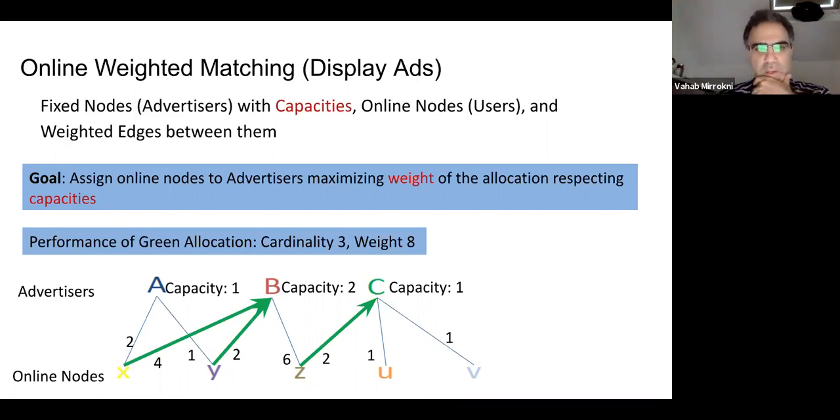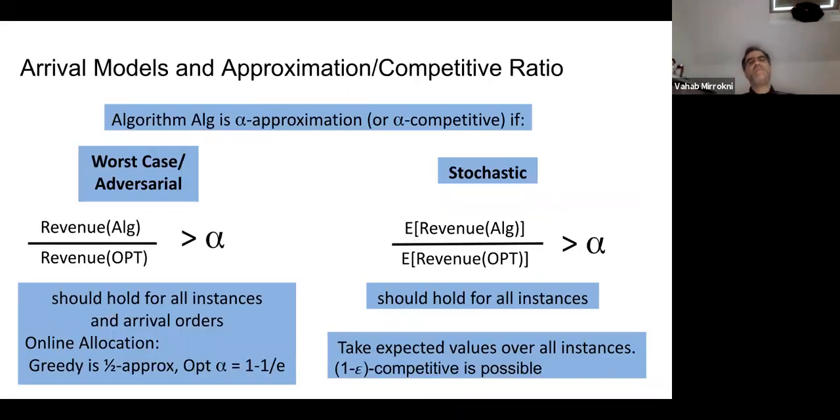There is also the optimum allocation here. So in all of these, we can talk about different arrival models and different approximation factors. We say an algorithm is an alpha approximation, alpha competitive, in the worst case or adversarial scenario, if for all orders of the arrival of the online nodes, the revenue of the algorithm over the revenue of the optimum is at least alpha. In the stochastic model, on the other hand, we have alpha approximation if in expectation, the revenue of the algorithm over revenue of opt is at least alpha.